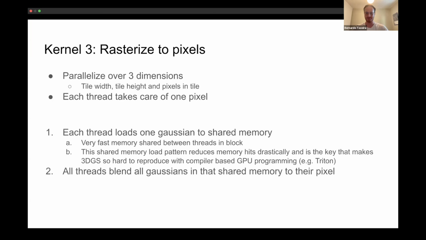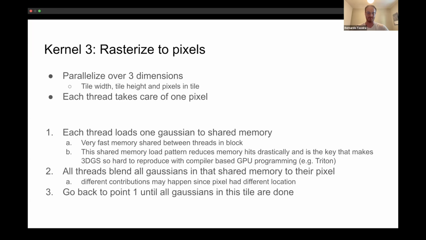I'll talk about this a bit later, but then all threads pick up these Gaussians that each thread loaded, and they blend them to their pixel, and then they go back to point one and do this all over. Each pixel loads one Gaussian, all of the pixels apply the Gaussians loaded by all pixels, and then load another Gaussian. Essentially, this is the idea.